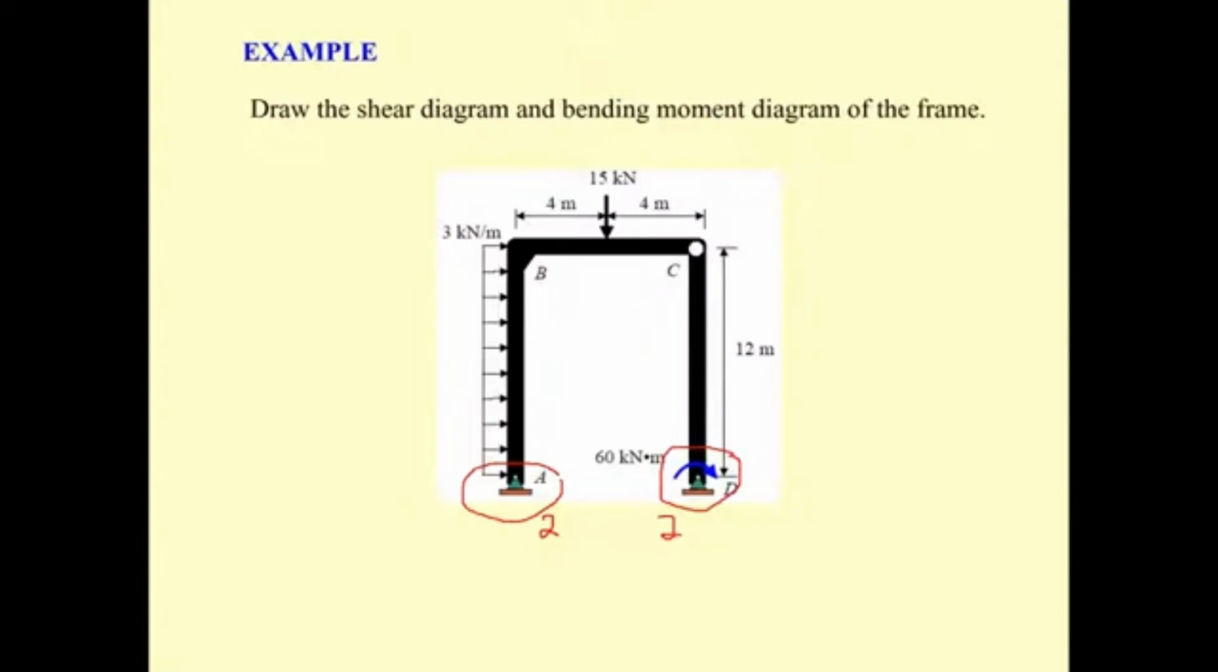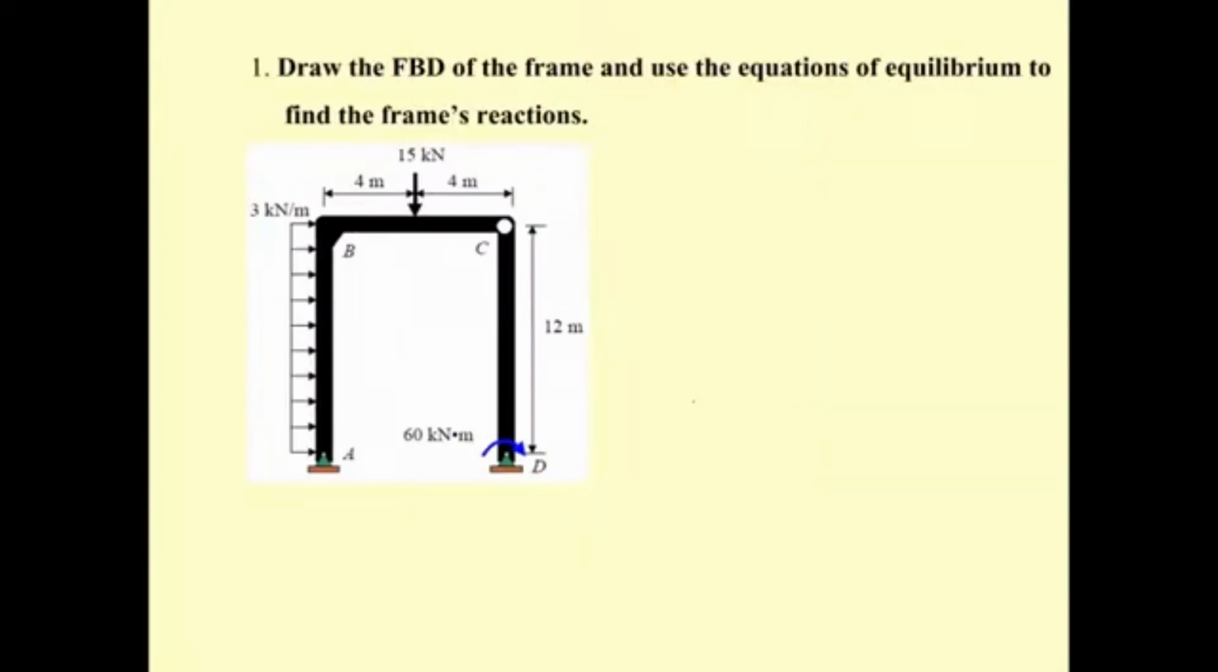Anyway, if you consider it, this frame has the hinge connection at C. So that means we will separate the frame into A, B, C, and another one for C, D. And then we have the total of 6 unknown which is equal to the number of equation of equilibrium 3 plus 3. That is 6 equal to 6. This frame is statically determinate frame.